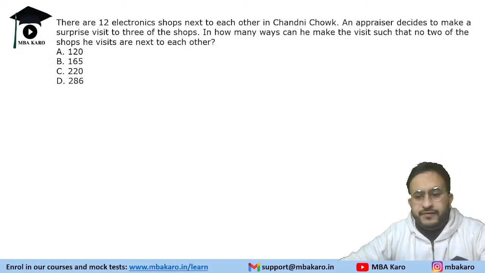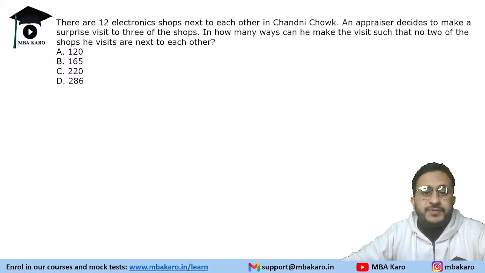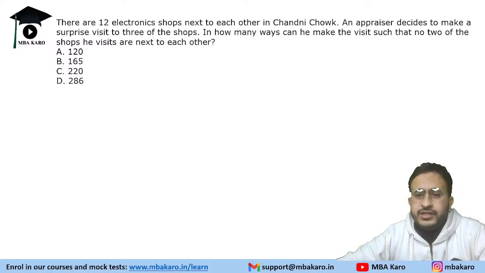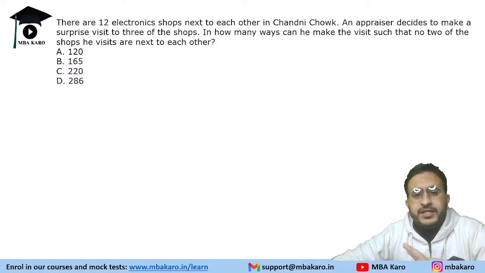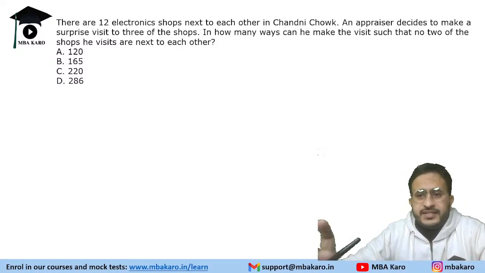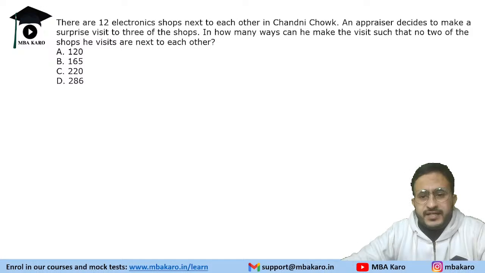There are 12 electronic shops next to each other in Chandni Chowk. An appraiser decides to make a surprise visit to three of the shops. In how many ways can he make the visit such that no two of the shops he visits are next to each other?